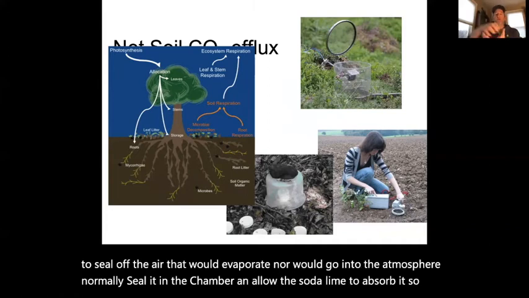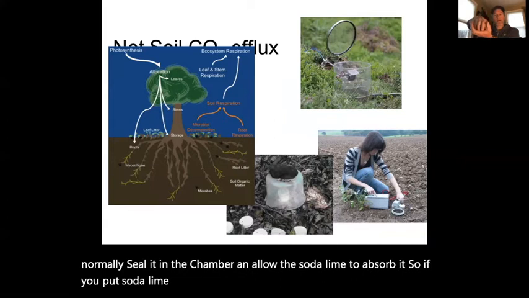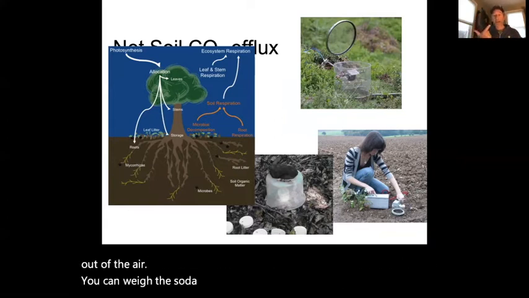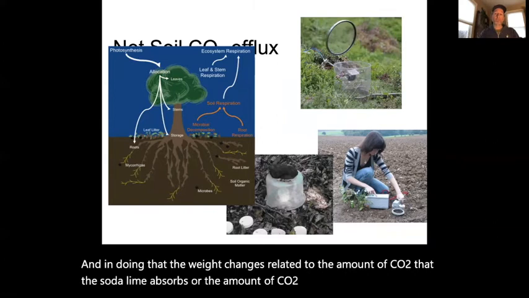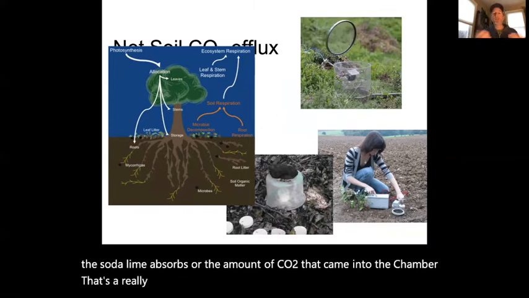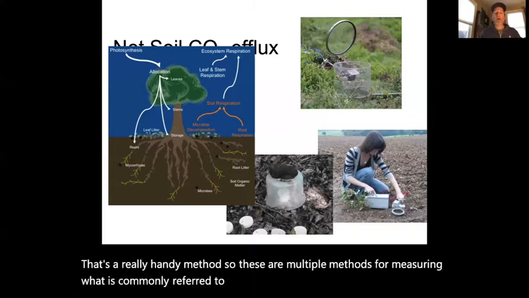So if you put soda lime out for a known amount of time and it collects CO2 out of the air, you can weigh the soda lime before and then after your sampling. And in doing that, the weight change is related to the amount of CO2 that the soda lime absorbed, or the amount of CO2 that came into the chamber. That's a really handy method. So these are multiple methods for measuring what is commonly referred to as soil respiration.